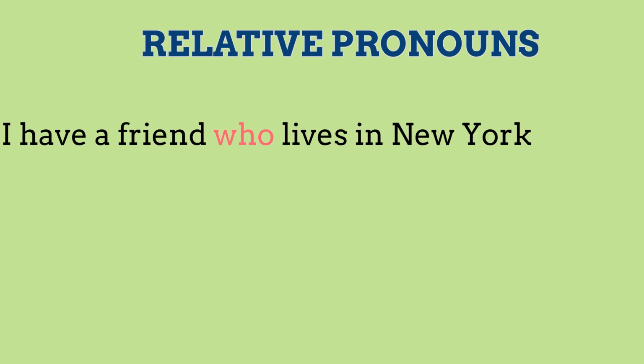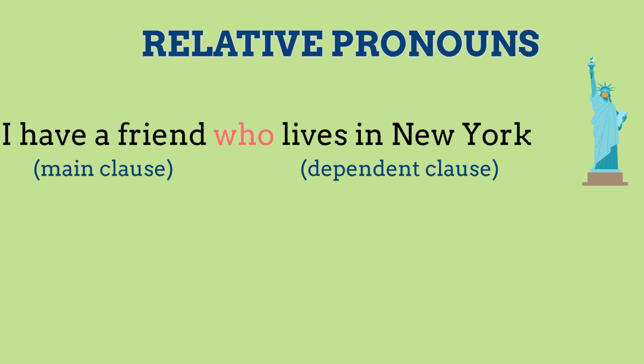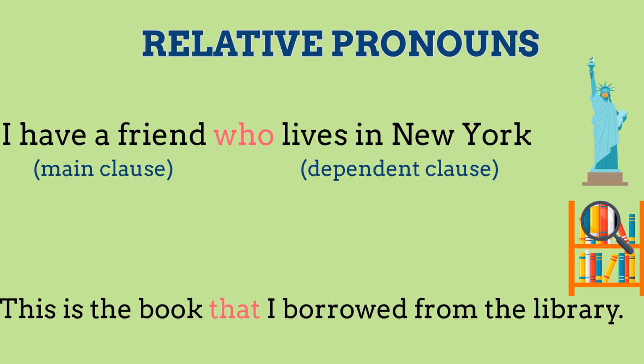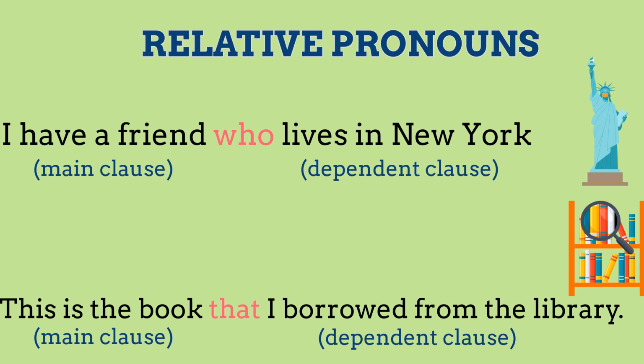Moving on to relative pronouns. Relative means that they relate or connect something. Let's look at some examples. I have a friend who lives in New York. Here, the relative pronoun who connects the main clause I have a friend with the dependent clause who lives in New York. This is the book that I borrowed from the library. Here, the relative pronoun that connects the main clause this is the book with the dependent clause that I borrowed from the library.